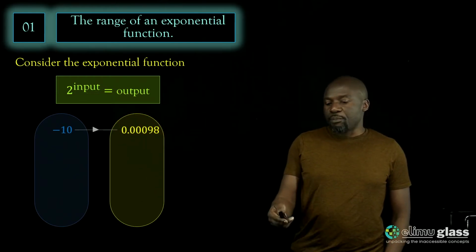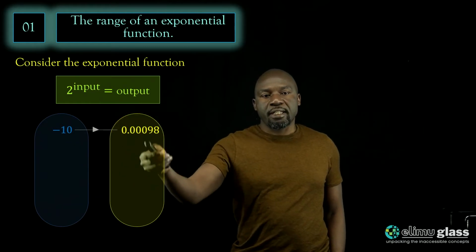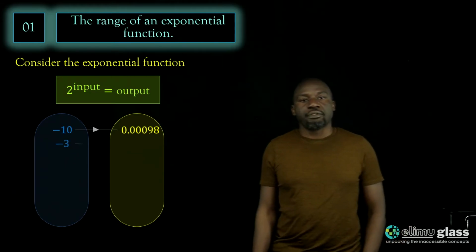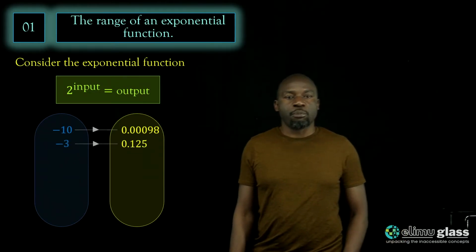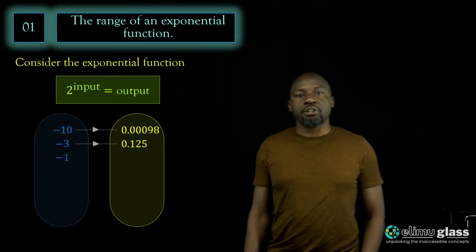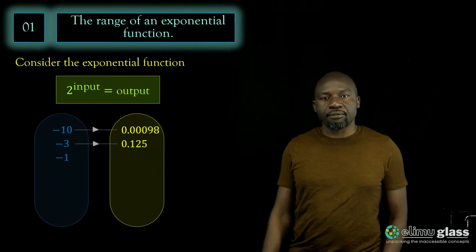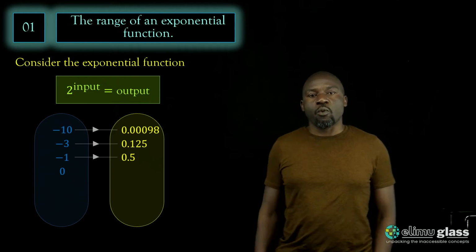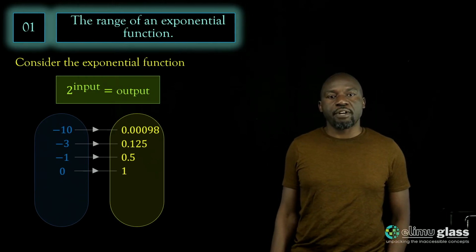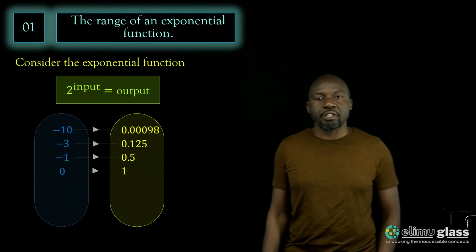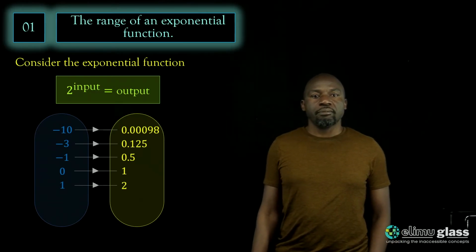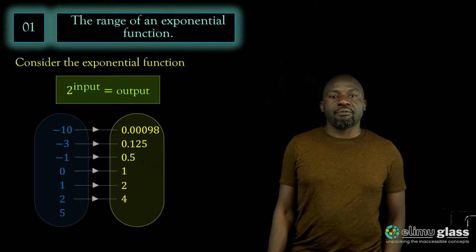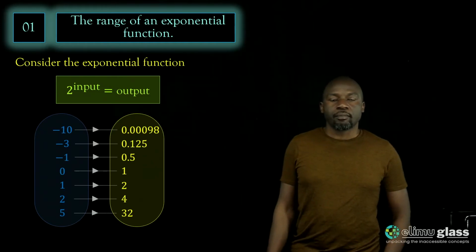All right, if we put negative 100, we still get a value smaller than this, right? But it's going to be positive. All right, what happens if we put negative 3? We get 1 over 8, which should be 0.125. If we substitute negative 1, we get a half, right, which is 0.5. If we substitute 0, we get 1. If you've studied exponential functions or exponential equations or expressions, if we substitute 1, we get a 2. If we substitute a 2, we get a 4. And if we substitute a 5, we should get 32, right?